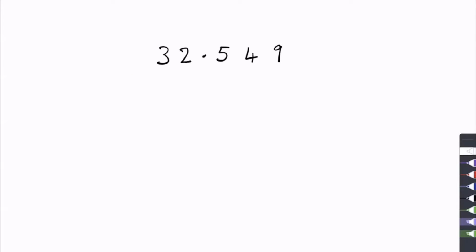Today we're going to be looking at how to convert decimals to fractions. Let's take a look at 32.549. We can see that the 3 is in the tens column, which means it's a 30. The 2 is in the units or the ones column, and that's just a 2.